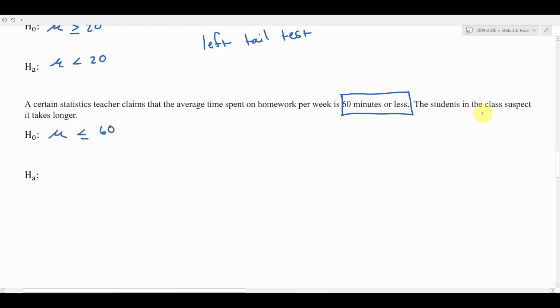The students disagree, right? And they suspect that it takes longer to complete the homework. So their alternate hypothesis, their contradictory statement is that it's going to be greater than 60, strictly greater with no equal to in that alternate hypothesis. And this would turn into a right tail test.